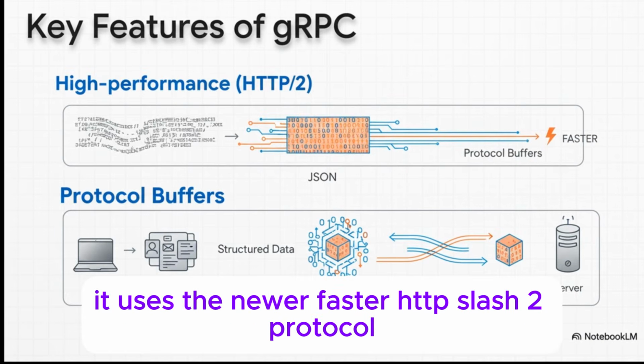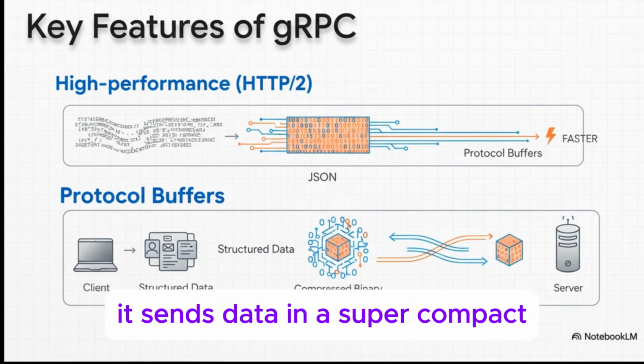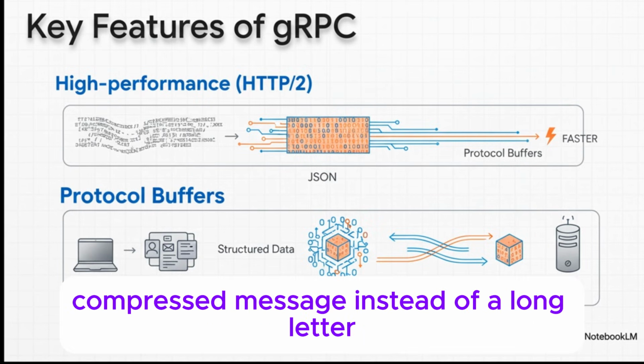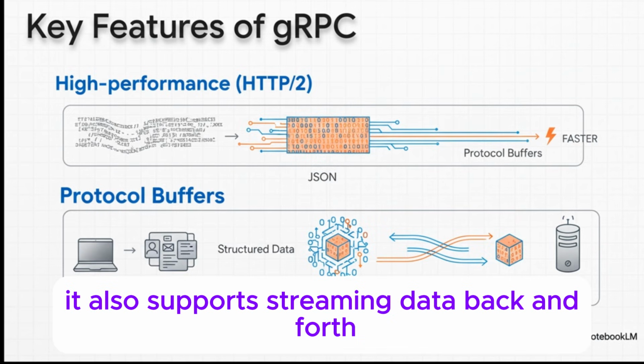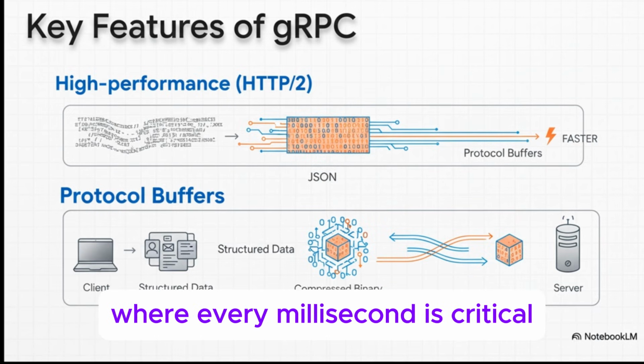It uses the newer, faster HTTP/2 protocol, and instead of sending human-readable text, it sends data in a super compact binary format called protocol buffers. Think of it like sending a coded, compressed message instead of a long letter. It's way faster for computers to process. It also supports streaming data back and forth, which makes it perfect for real-time systems where every millisecond is critical.